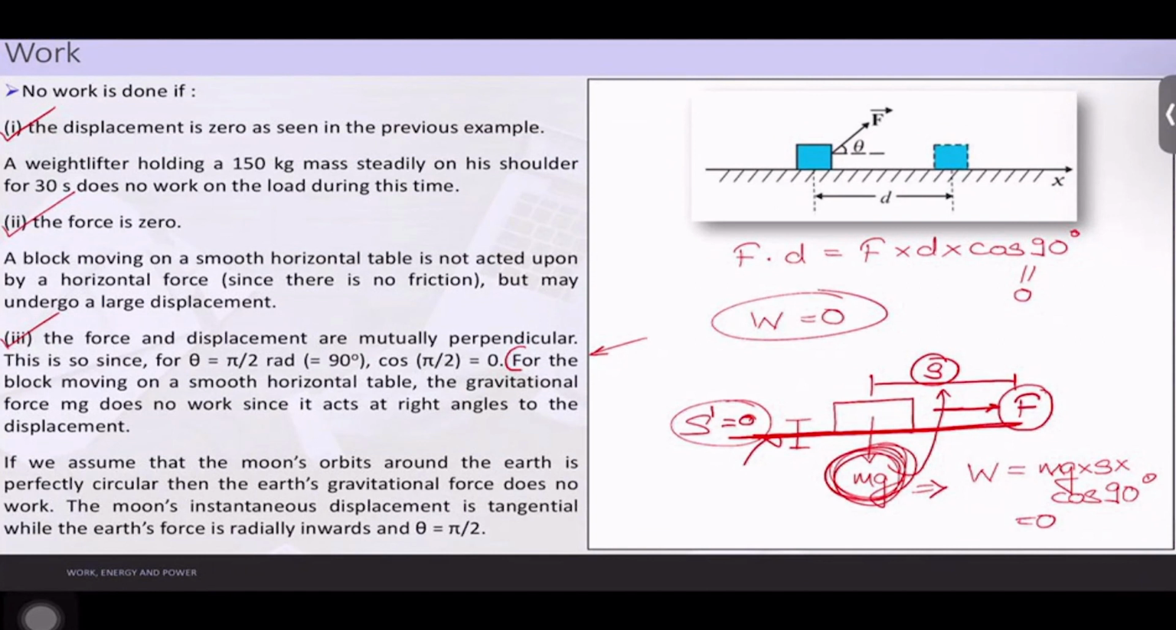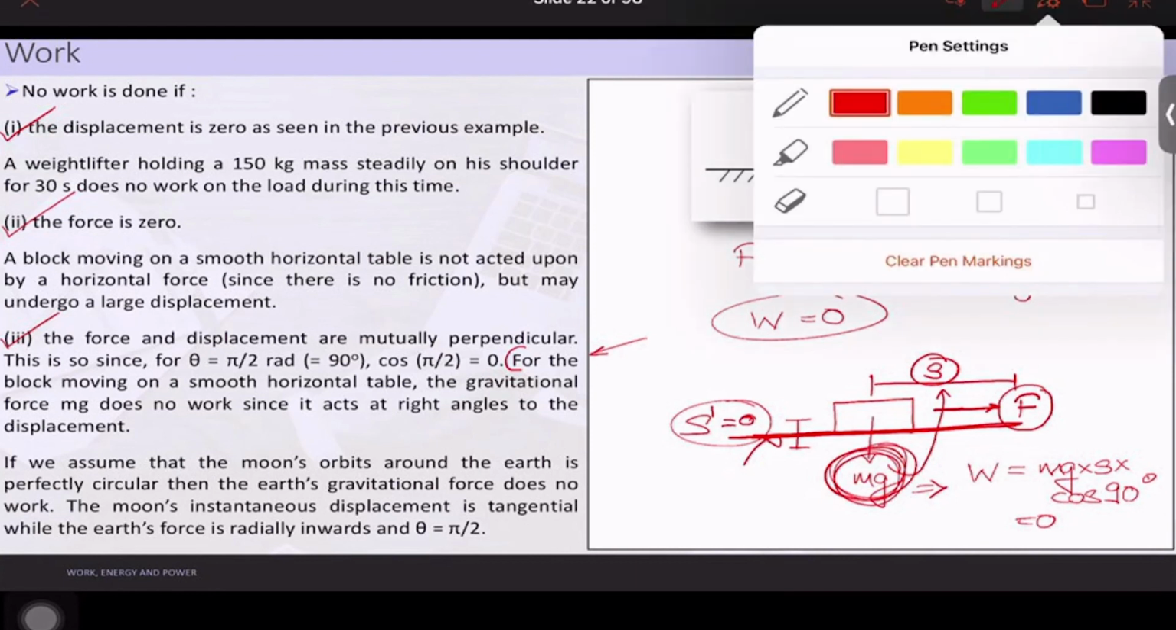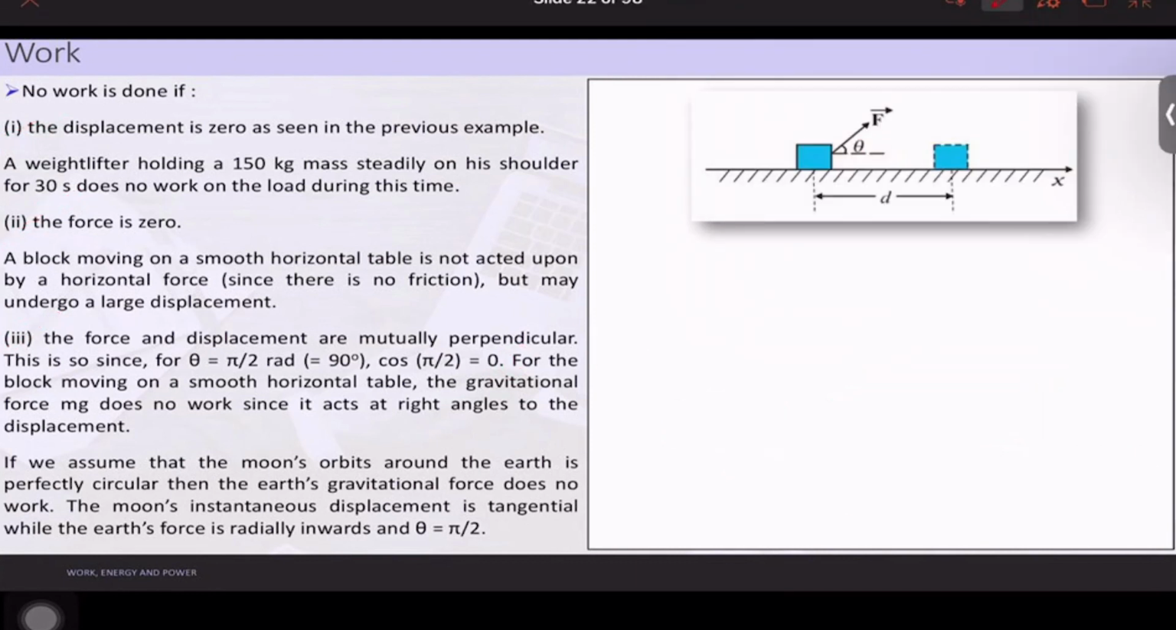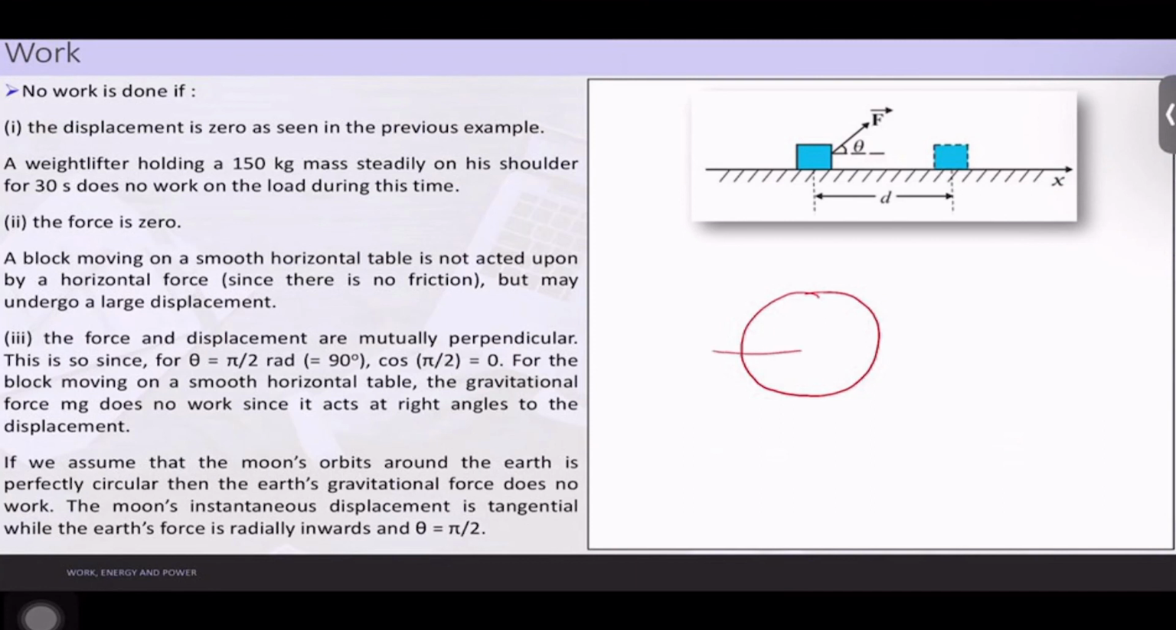Right. So just the last example for this lecture here. If we assume that the moon's orbit around the earth is perfectly circular, then the earth's gravitational force does no work. The moon's instantaneous displacement is tangential while the earth's force is radially inward. So basically what does it try to say to you? Let us suppose this is the earth, and there's a moon orbit. Let us suppose this is the moon rotating around it.